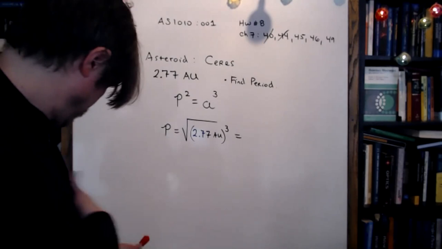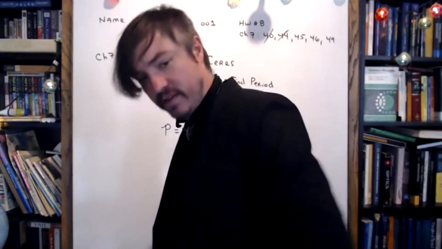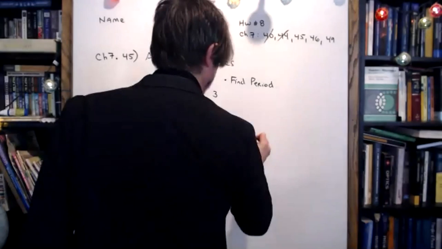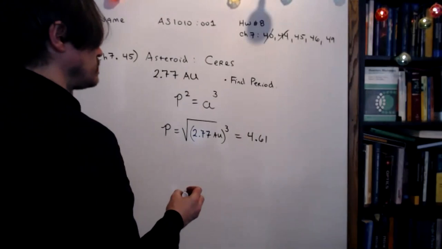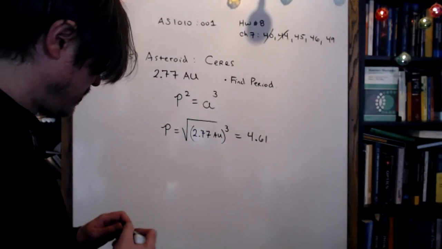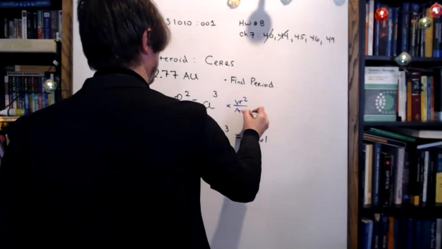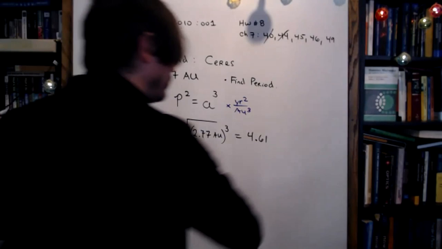Okay, can you say that again, Bella? 4.61. Units? AU? Oh, this is a period. Years. Yeah. The secret units of this formula are years squared per AU cubed. But no one writes that because it would be too annoying. So you're just supposed to remember that the units come out to be years.